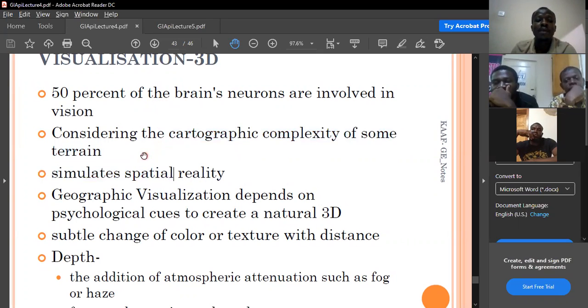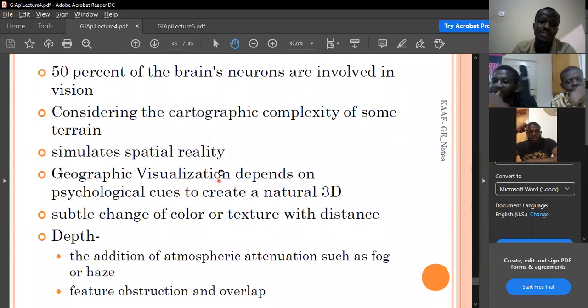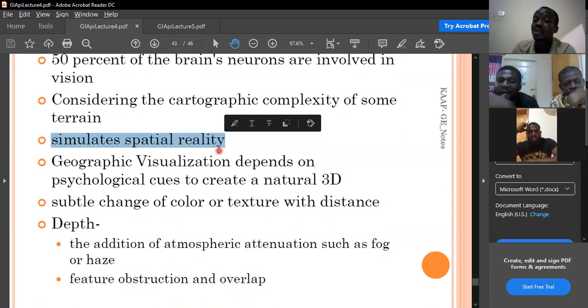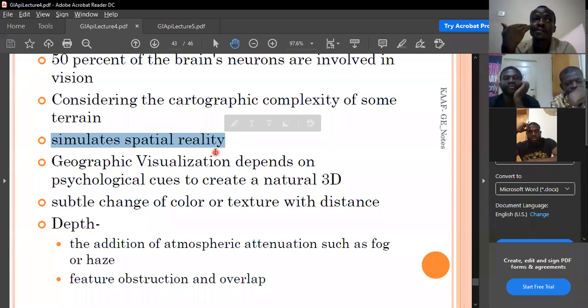All right, so now it's very important to recognize that we can't make certain presentations or representations using 2 dimensions. We will have to use what? 3 dimensions. Now, what it means is that we can actually simulate spatial reality. So simulation means that we can kind of fake it. We can try to mimic spatial reality.